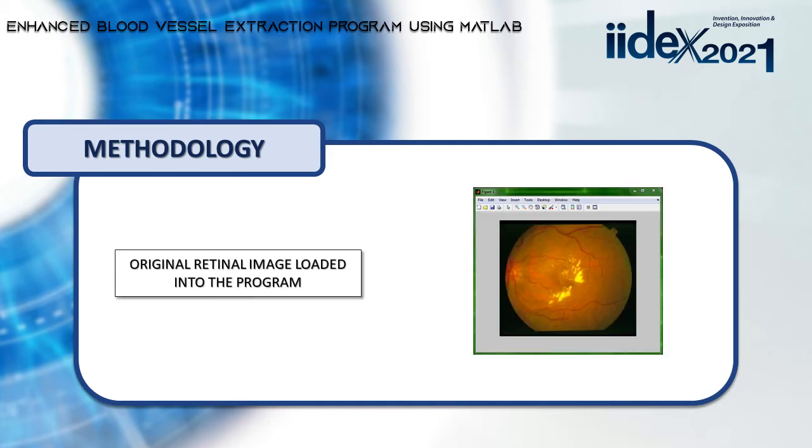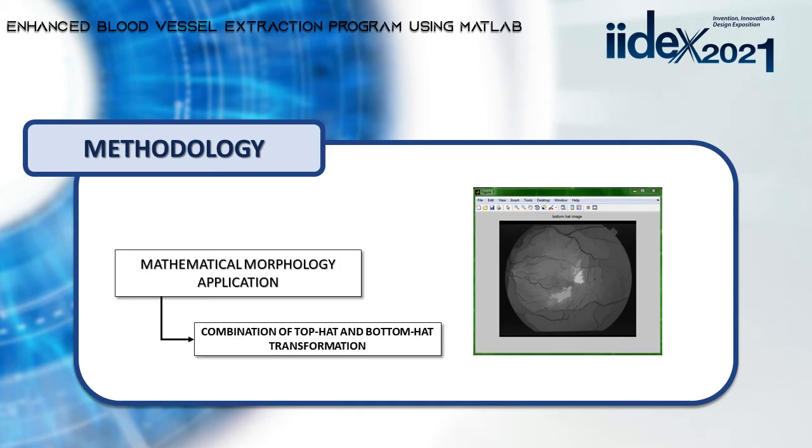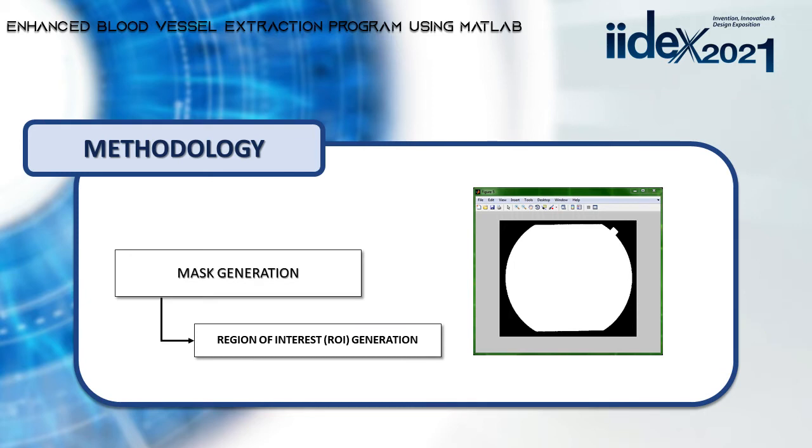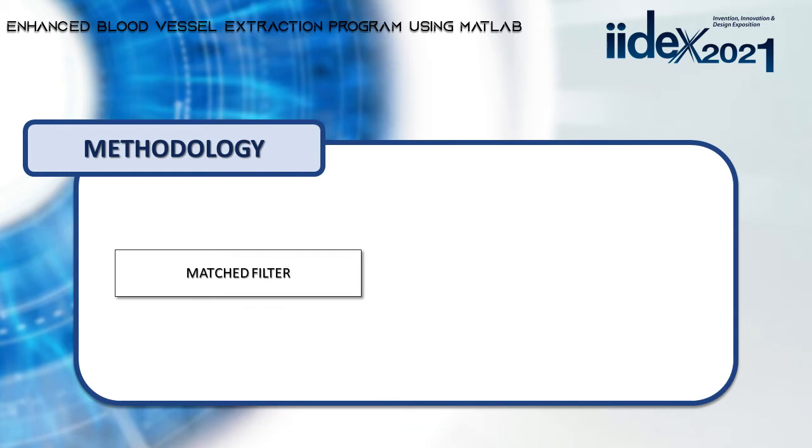The process starts with the original retinal image loaded into the program. Then it is converted into a grayscale image by using the green channel only. Next, it is transformed with the application of the top hat and bottom hat image transformation techniques in the mathematical morphology section. The mask generation is important to generate the region of interest for image and background separation. Then, a matched filter is applied to the retinal image.